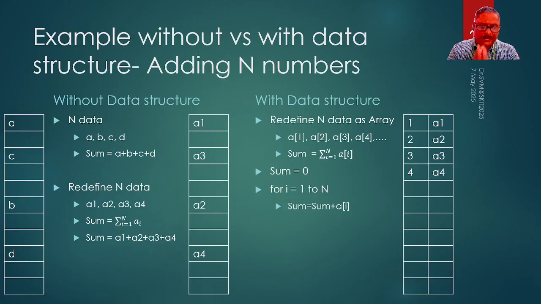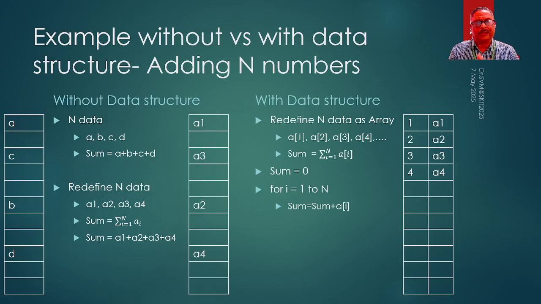But if I use this whole thing in a particular data structure like an array, then I can just type out 3 lines, sum equal to 0, and this for loop, sum equal to sum plus A of I. It will add all the numbers. So that's the power of data structure. So that's the simplest example I could talk about using an array. There are many applications.